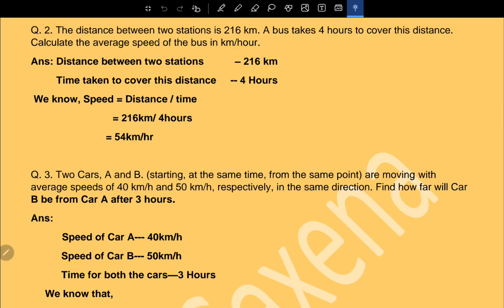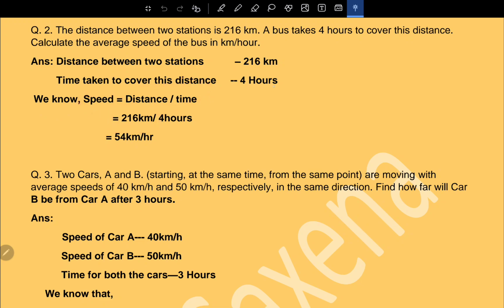So question number 2. The distance between two stations is 216 km. A bus takes 4 hours to cover this distance. Calculate the average speed of the bus in km per hour. So it is given the distance between two stations is 216 km. Time taken to cover this distance is 4 hours, and we know that speed is distance by time.